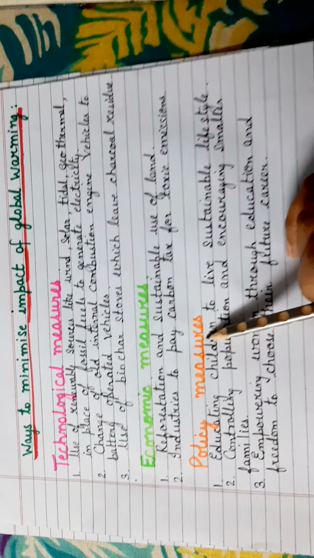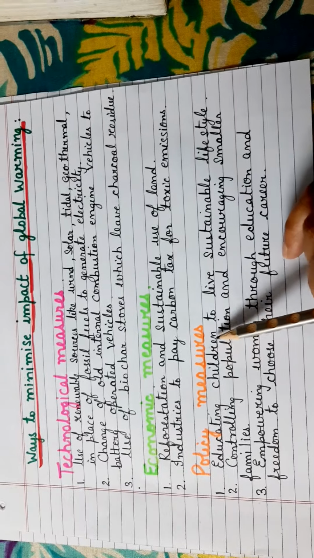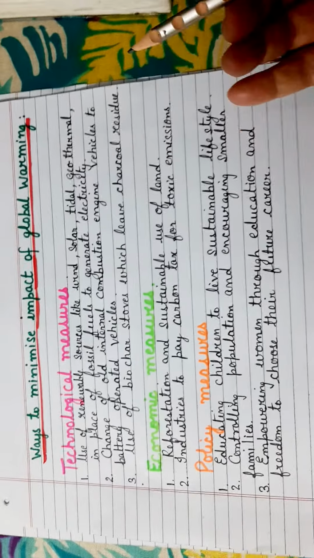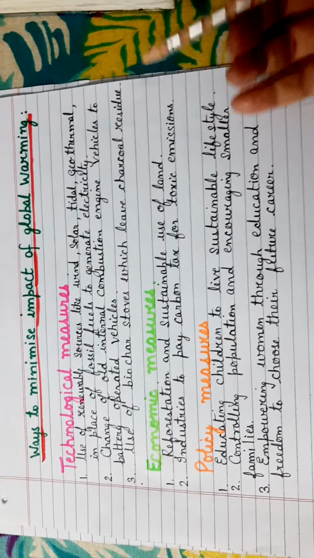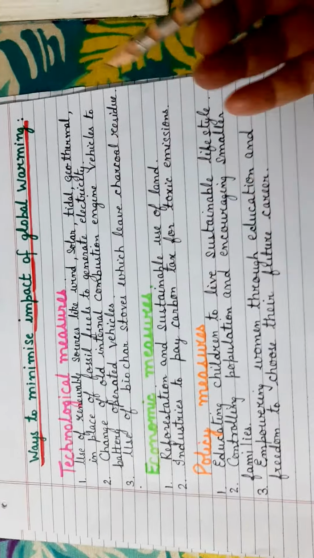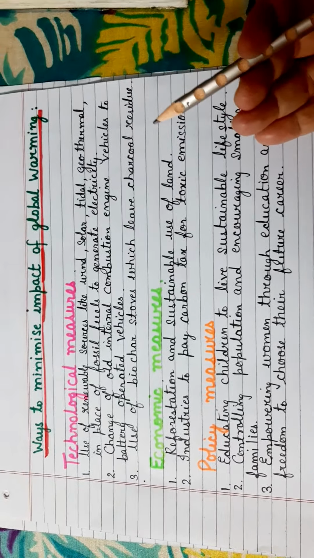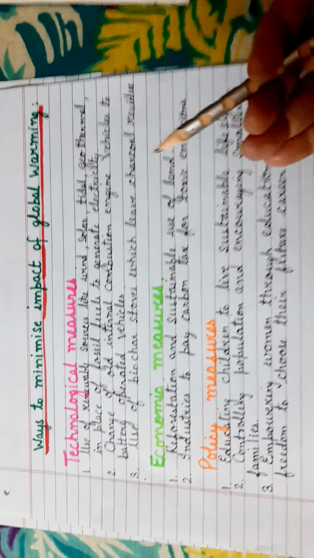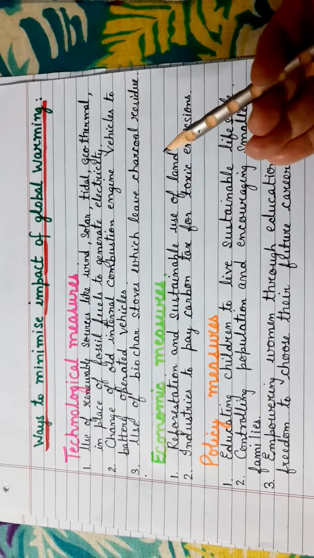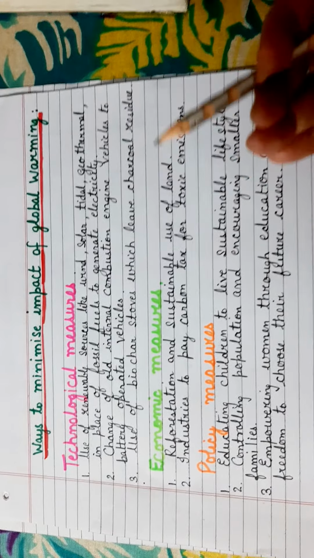Then we can use policy measures. Policy measures is educating children. That is what we are doing in environmental education. We are educating children to have a different type of lifestyle. We are encouraging people to use cycles, to go walking rather than using vehicles which emit so many pollutants.